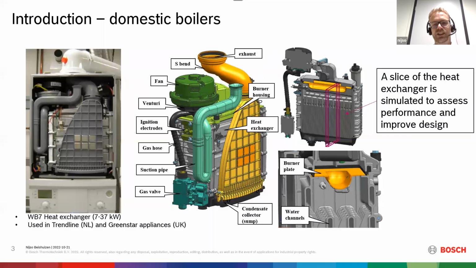So to start with the introduction, I work for Bosch. Bosch is a very large company with over 400,000 employees, making many products ranging from washing machines and gas boilers to components for the automotive industry. And at our location in Deventer, we make domestic gas-fired wall-mounted boilers. So these boilers are used to provide heat for warm tap water and shower water, and for heating your house. An example of such a boiler is shown here.